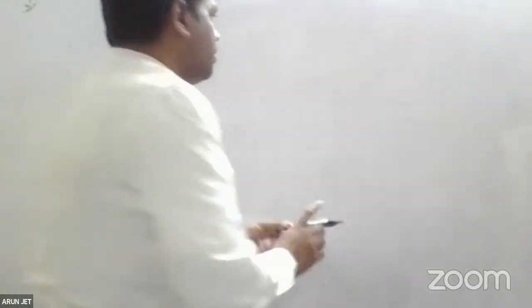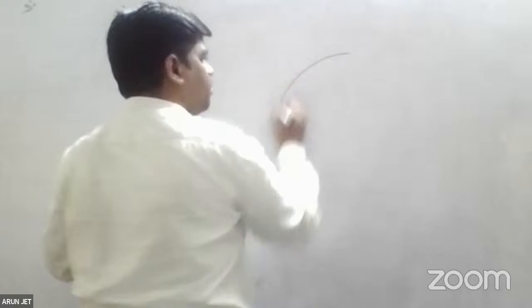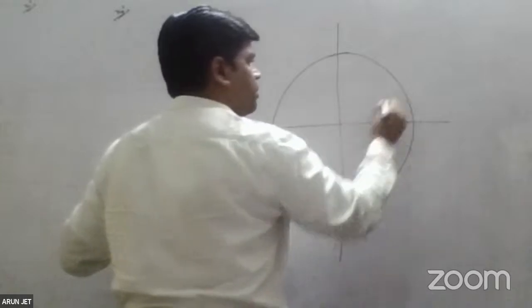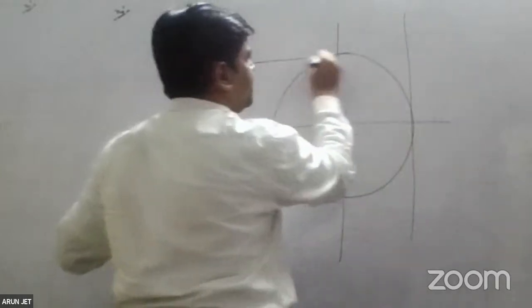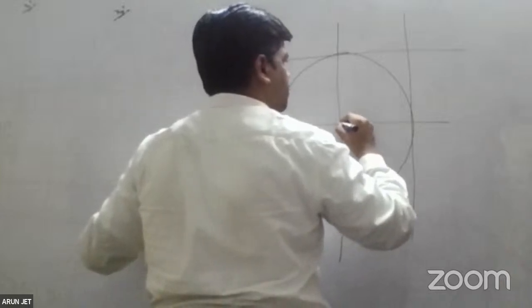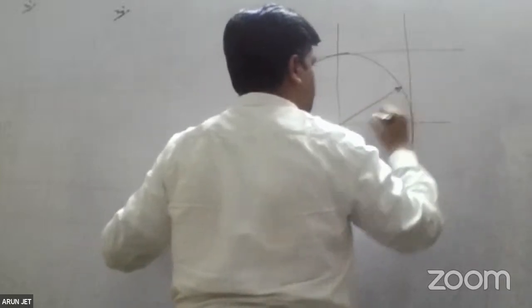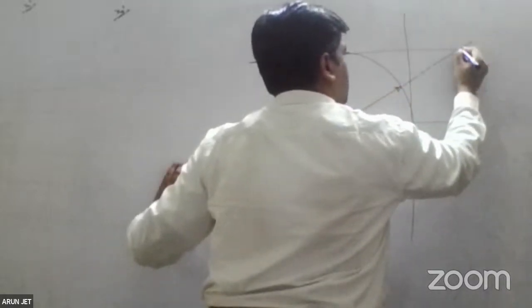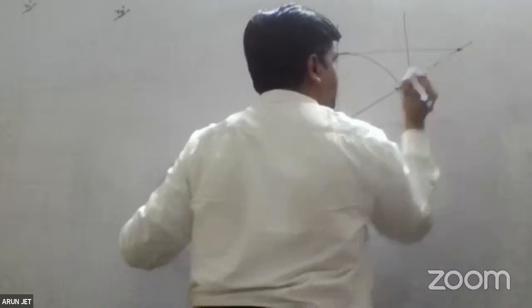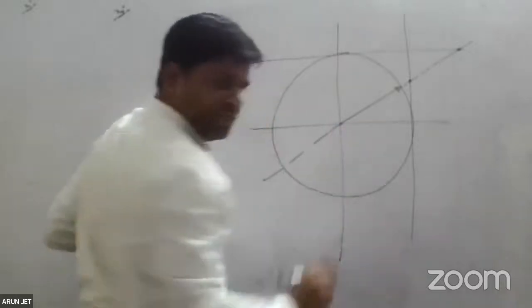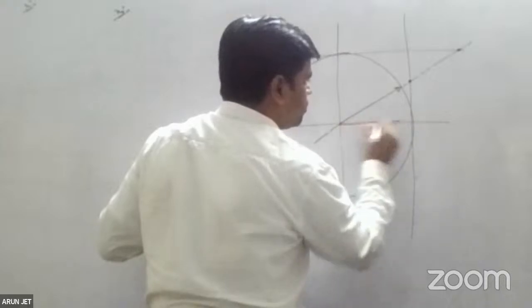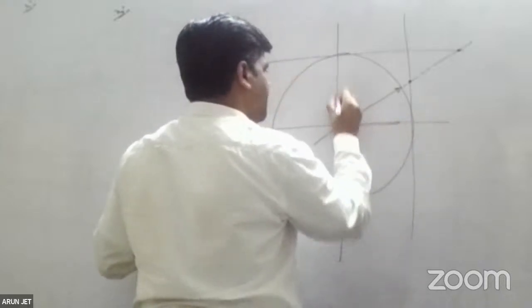So let's quickly go through it. This is a unit circle. I've got a tangent here, a cotangent here. This is my radius, my radial line. It intersects the cotangent here and intersects the tangent here. This component, the horizontal component, is nothing but the cos. The vertical component is sine.